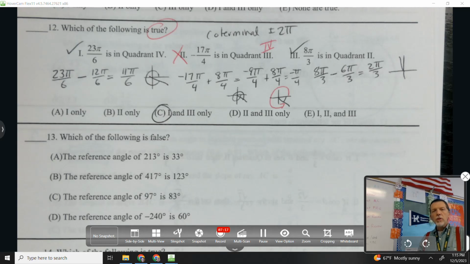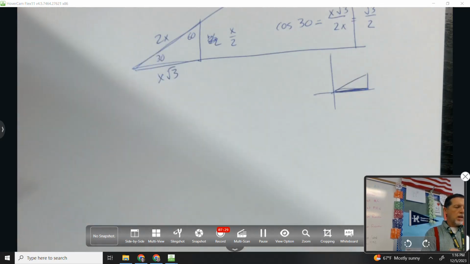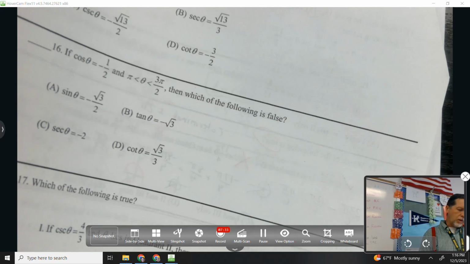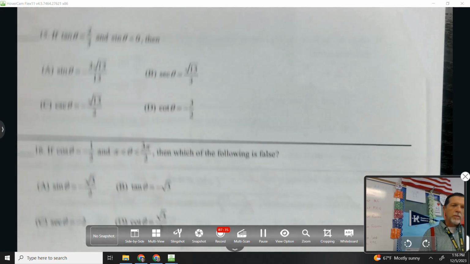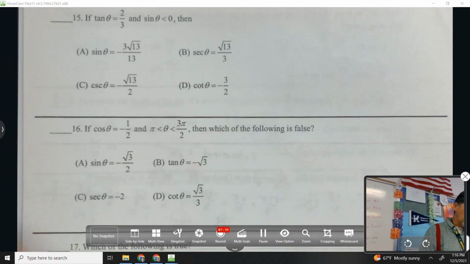Again, coterminal. No work really necessary, but most people are going to add or subtract 2 pi until they get an angle they're more comfortable with. We're not doing 13 and 14 in this video, but those are both reference angle problems, so you might want to flag me down on those and come back to them later.